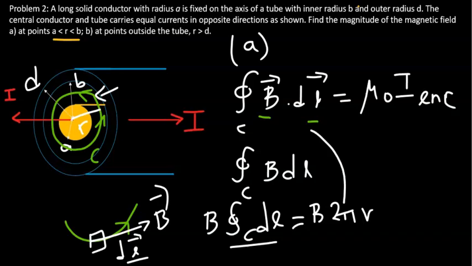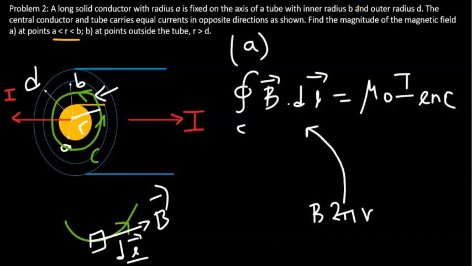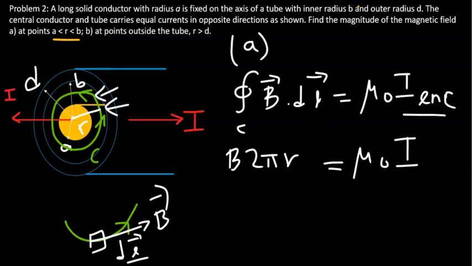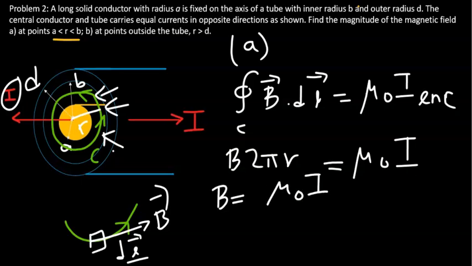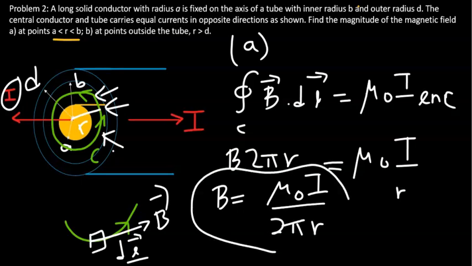So putting everything together in this expression, we get B 2 pi r equals mu naught and the current enclosed. The current enclosed by this contour C is just this current that belongs to the central conductor. So it is just capital I. And solving for the magnetic field, you get mu naught I over 2 pi r. So as long as r is in between A and B, the magnetic field is given by this expression.